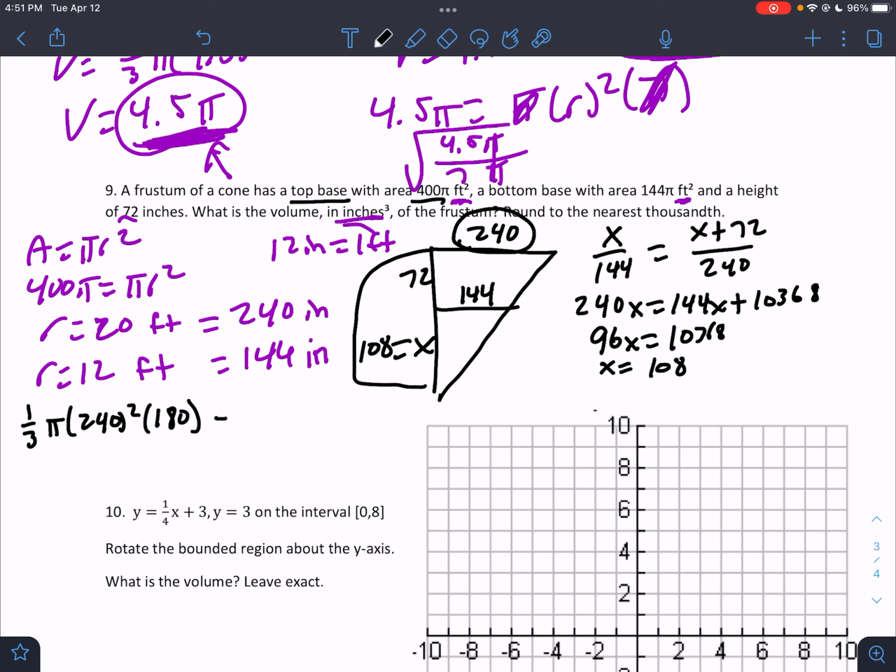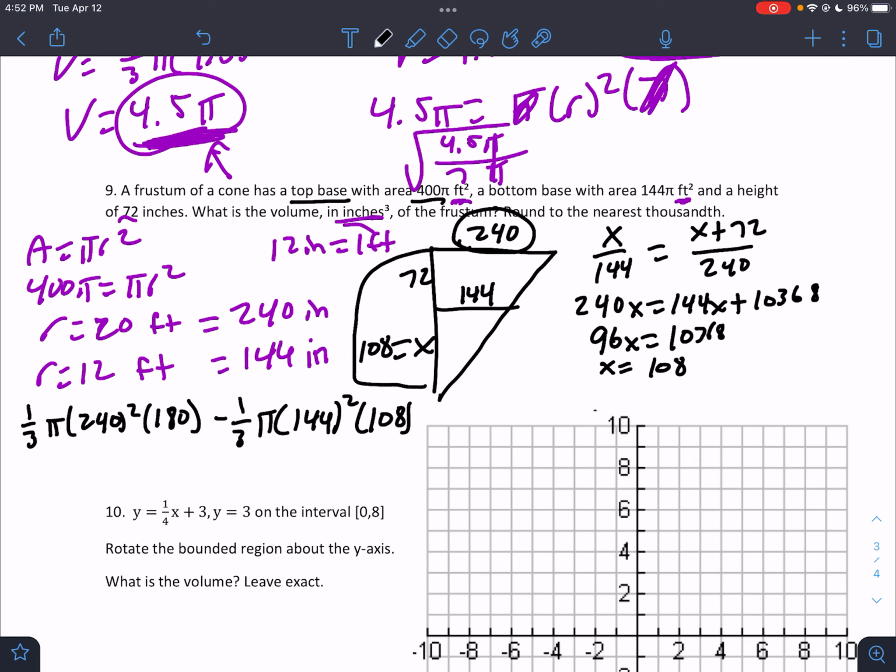Minus the cone that's removed. 1/3 pi times little radius squared. That's also going to be a big number, not nearly as big as the other one, though, times little height, which is the 108. Lots of people mess this up on the quiz and test, so let's see if we can make sure we get this right.